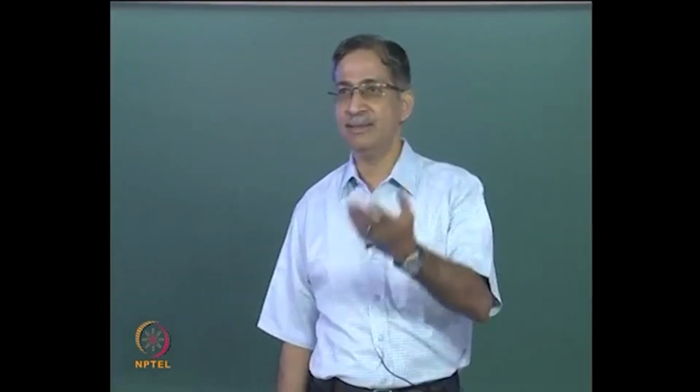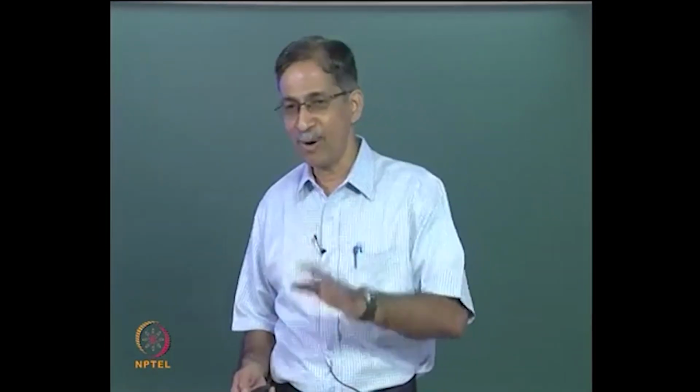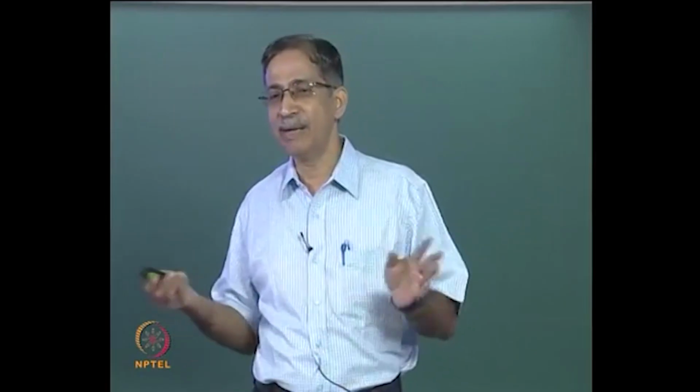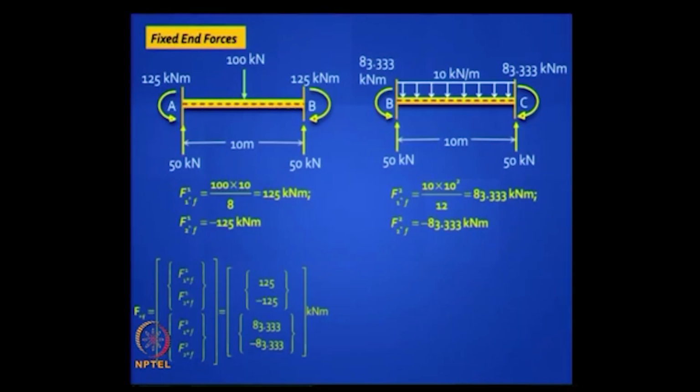Fixed end forces, these are very easy to calculate, we have done it for stiffness method. So you just have to copy those same diagrams for reduced elements. So I will not explain this, you can find the fixed end forces, write them in a vector form like this. F star F is, in this case, plus 125, minus 125, plus 83.33, minus 83.33. You can put kilonewton meter outside. Is this clear? This is exactly what we did in reduced element stiffness method, nothing new.